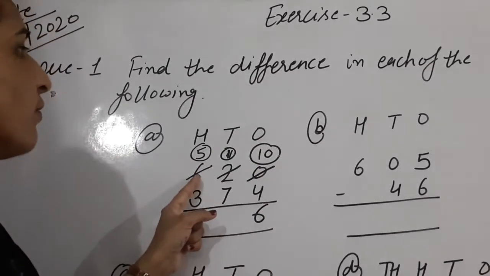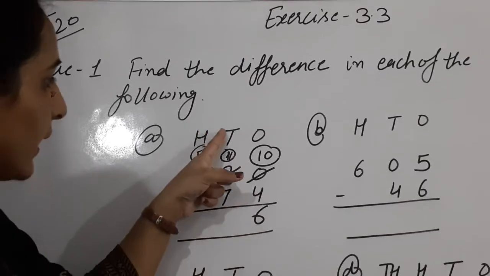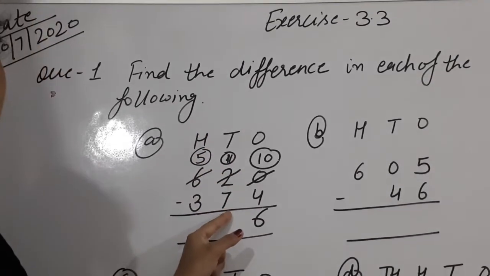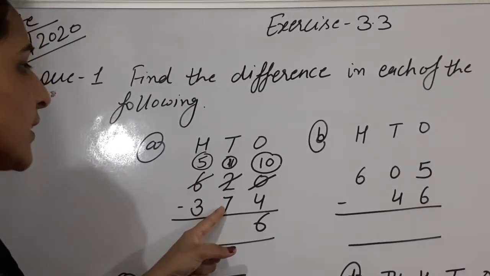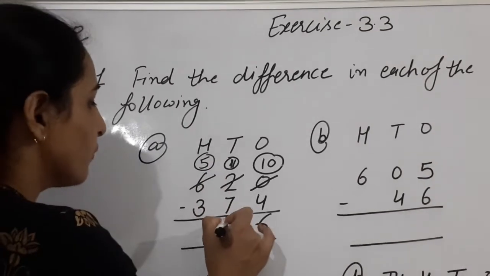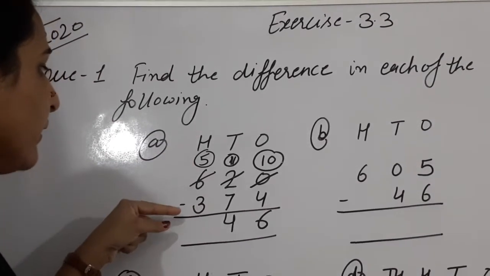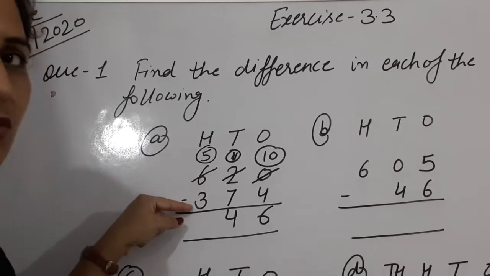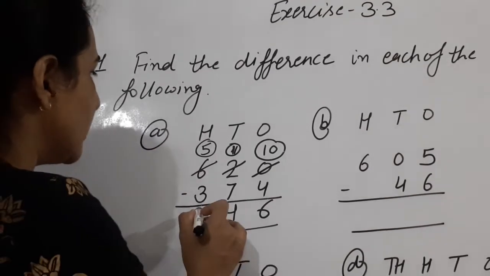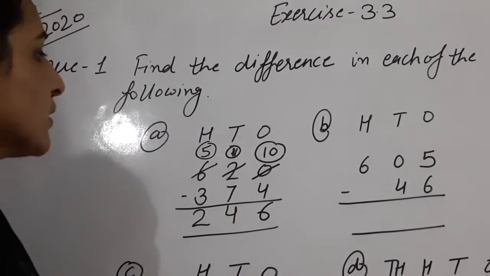Now there is 5 hundreds and 11 tens. 11 tens minus 7 tens, we can easily subtract. So 11 minus 7 equal to 4. Clear? Now here is 500 and 300. In the 100 place there is 5, there is 3. So 5 minus 3 equal to 2. Clear all of you?